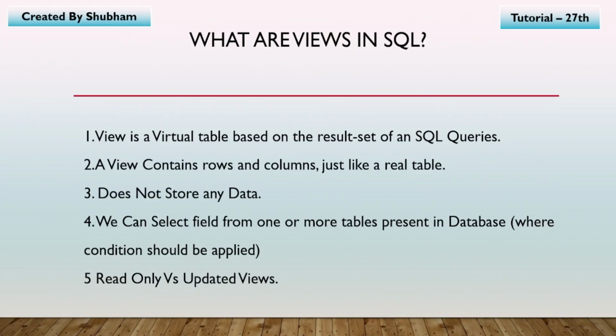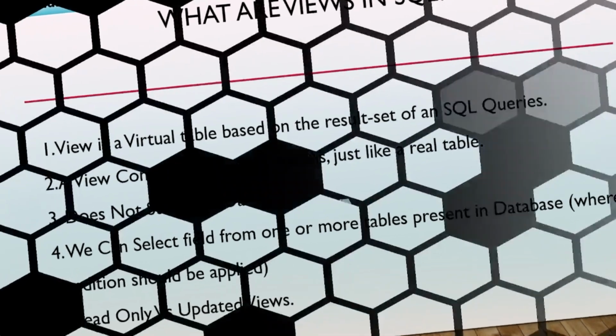So the first point is that a view is a virtual table based on the result set of an SQL query. A view contains rows and columns just like a real table, and it does not store any data. We can select fields from one or more tables present in the database, where a condition can be applied. And last but not least, read-only views versus updatable views. We will discuss all these things with practical examples, and after that we will review these points again. So let's move towards the SSMS screen.